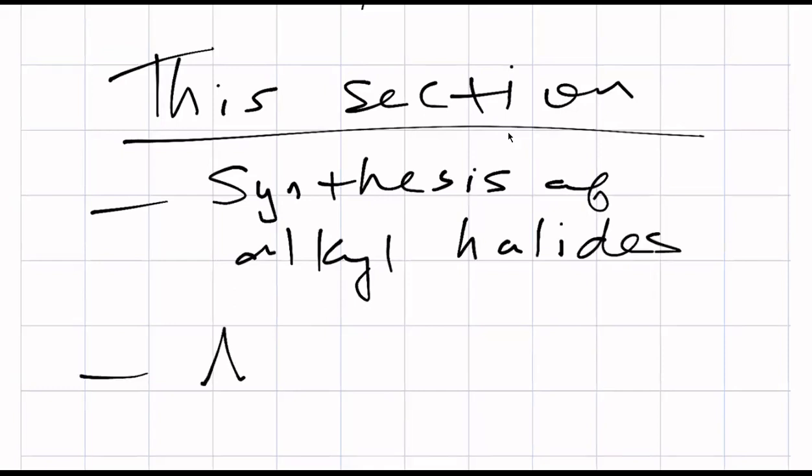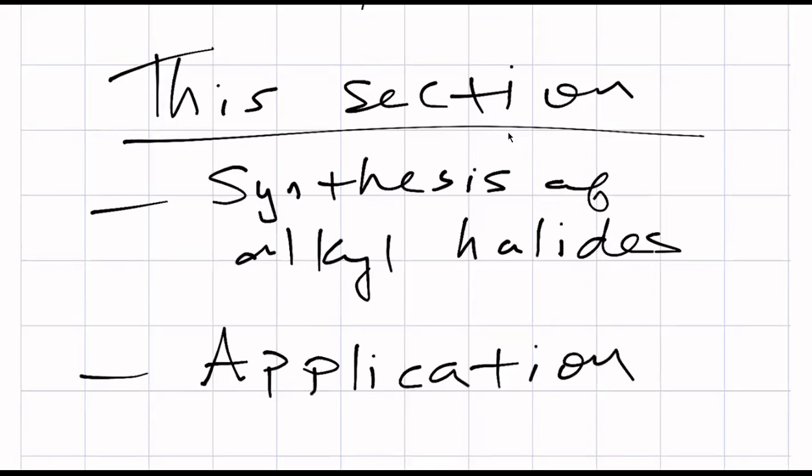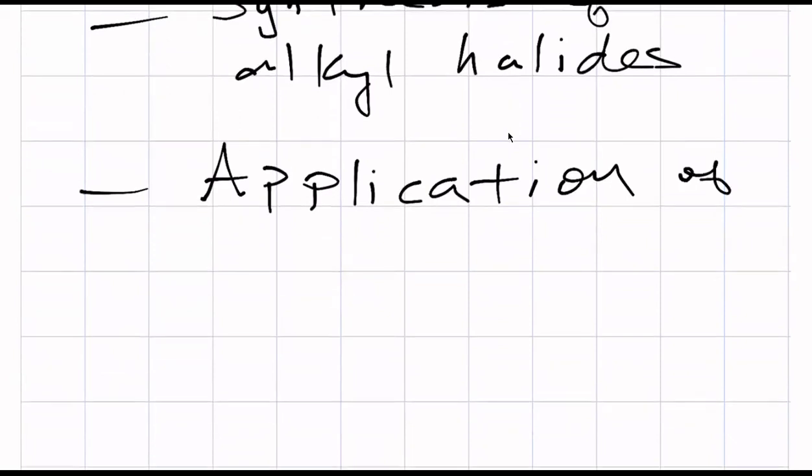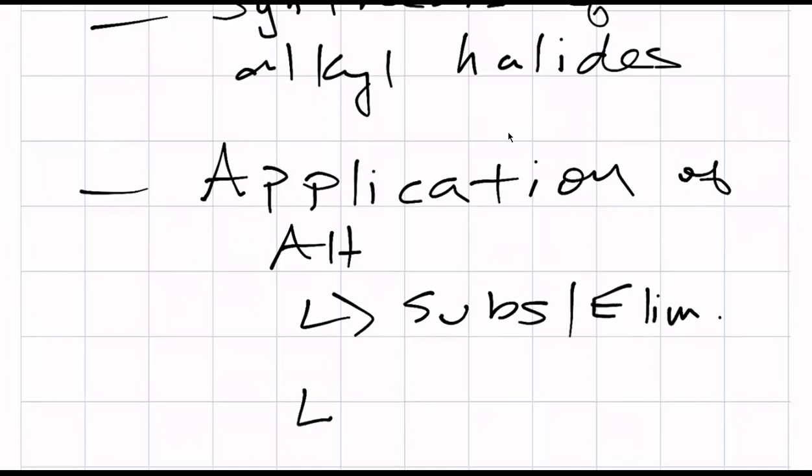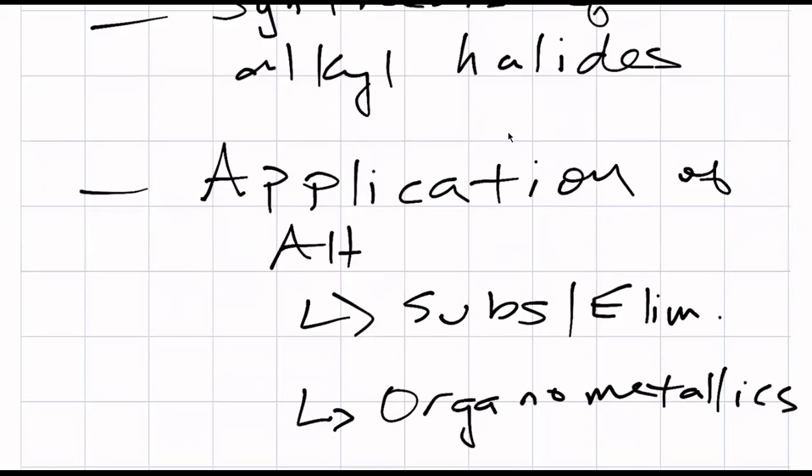So synthesis, and then we're going to do the application. And with the application, we're going to go back and revisit substitution and elimination, and we're going to talk about organometallics. Right, so this is a big section, but the only thing that we haven't seen is the organometallic stuff. Everything else we've seen, just like today when we talk about allylic bromination, we've already seen radical mechanisms, and we've already done resonance on allylic radicals in part 1.